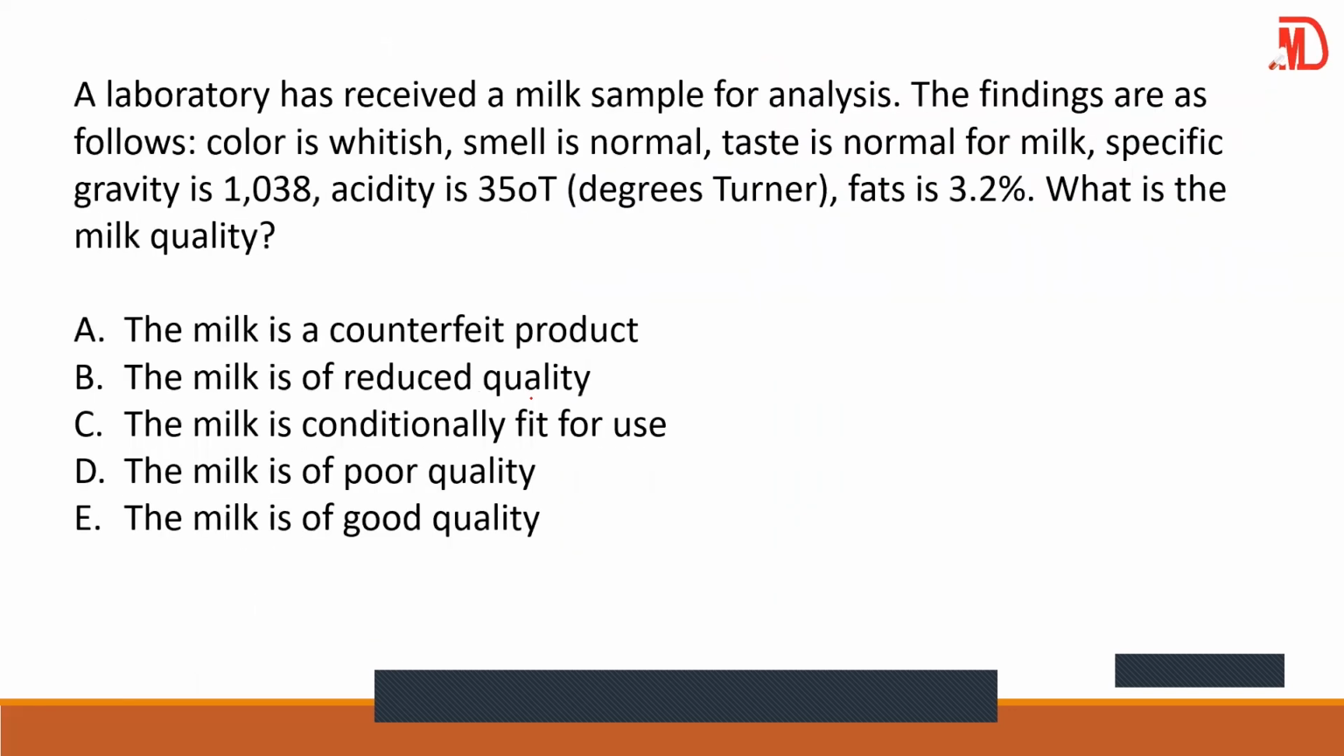A laboratory has received a milk sample for analysis. The findings are as follows. The color is whitish. Smell is normal. Taste is normal for milk. Specific gravity is 1.038. Acidity is 35. Fat is 3.2. What is the milk quality? Now, you can only tell us the quality of milk if you know what milk is, or if you can tell the composition and what it should be. Am I right? Yes.